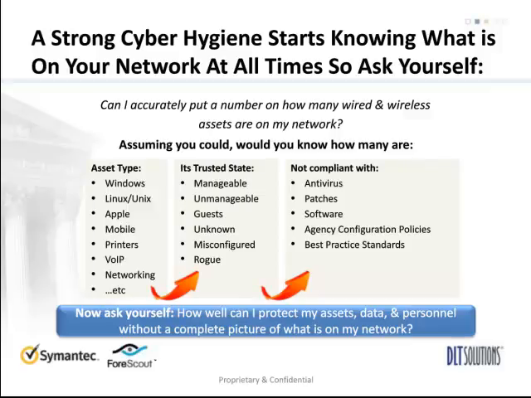Do I know the trusted state of those? So once I know what's on my network, do I know its state? Do I know how trusted it is? Is it being managed by something, even as simple as Active Directory? Is it unmanageable? Where are my guest systems and how are those being used and accessed? Do I have any unknown devices, where I know there's something there but I don't know what it is? Any devices that may be misconfigured, such as a patch setting that is off and needs to be remediated, or a registry setting that is not set right and needs to be fixed, or rogue devices?